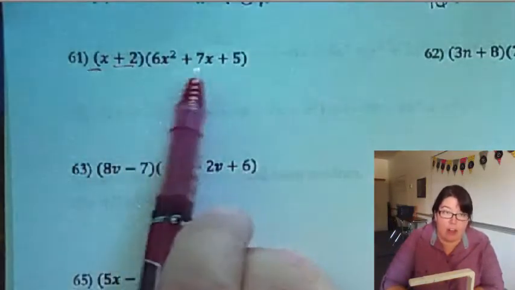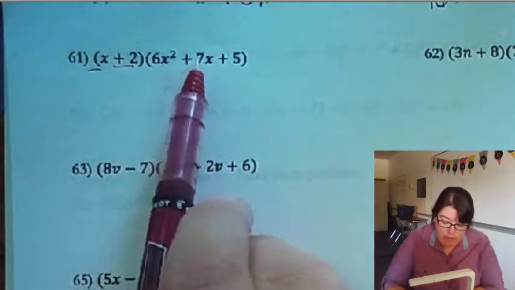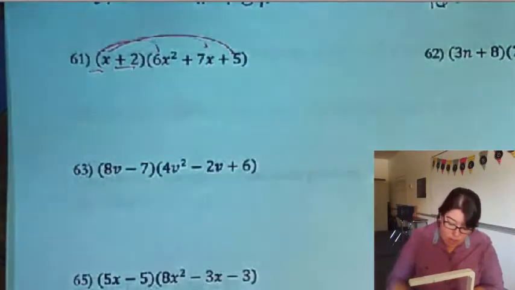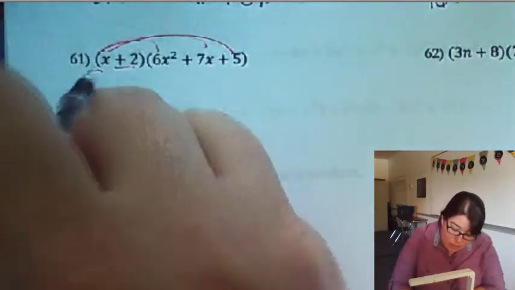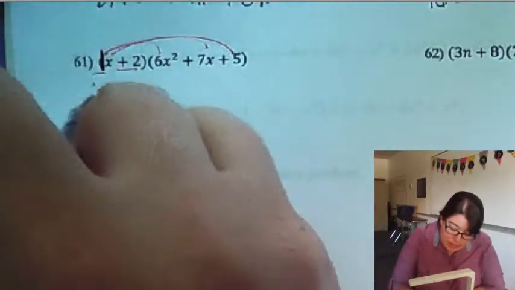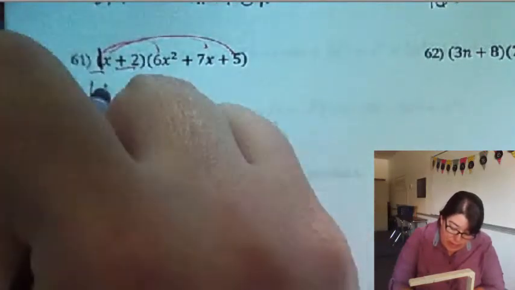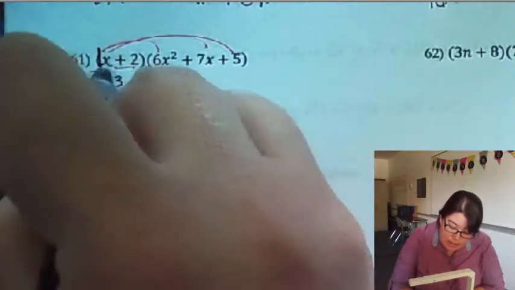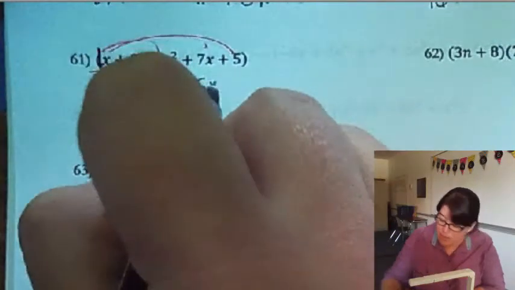Kind of blocked it with my hand there, sorry. Both of these to all three of these. So first my x to this, to this, to this. So 6x squared times x, 1, which is my coefficient here. 1 times 6 is 6. X times x squared is x cubed. 1 times 7 is positive 7. X times x is x squared. 1 times 5 is positive 5. And x times, there's nothing there, it's just x.